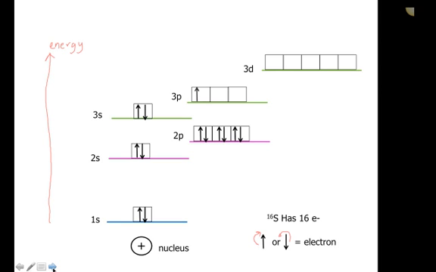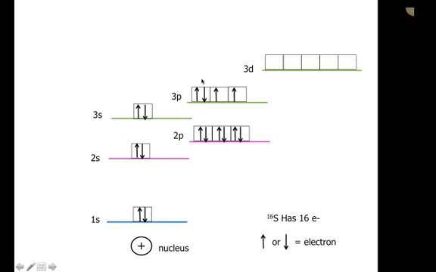And if we keep going, we see that the sulfur atom fills up 2s and has 4 electrons in the 3p. Fills up 3s and has 4 electrons in the 3p. So if you notice that because the electrons like to spread out, we have unpaired electrons here.